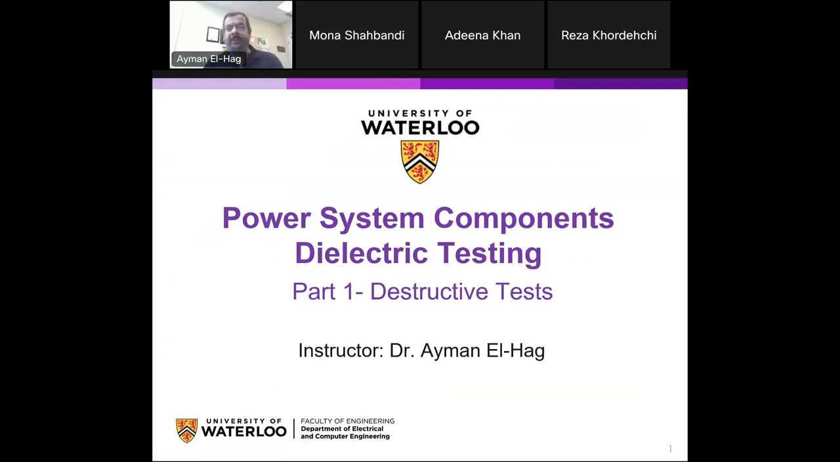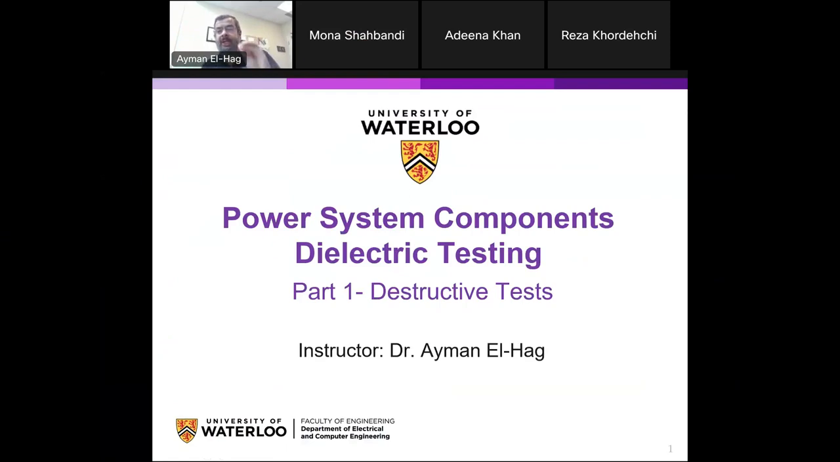In the previous two lectures, first we talked about the different types of supplies, impulse, AC and DC, and then we said that we need certain arrangements for the measurement of those voltages. Now, why we generate those voltages, why we measure them, and the current we do testing. So today we'll talk about power system dielectric testing.